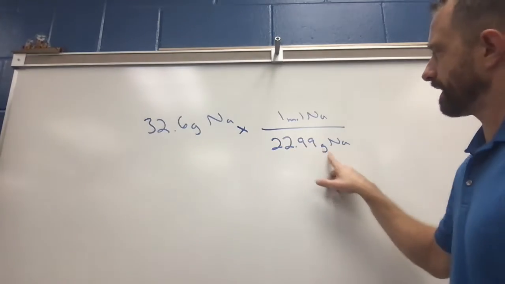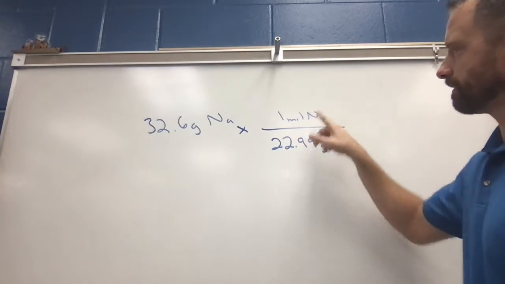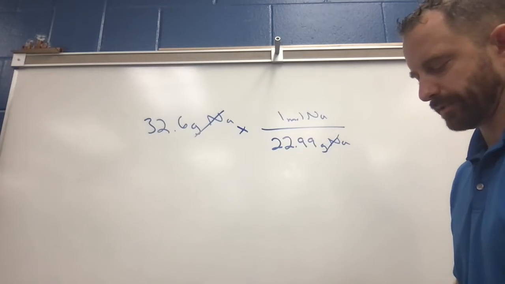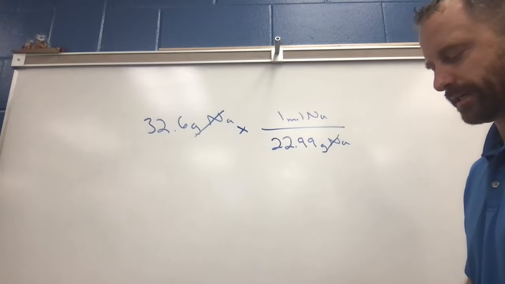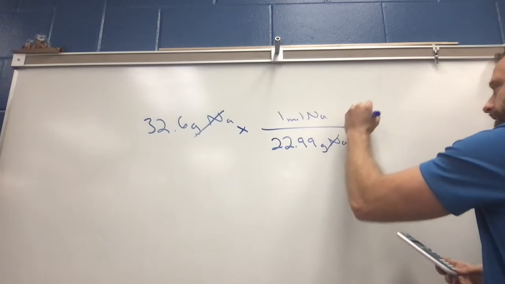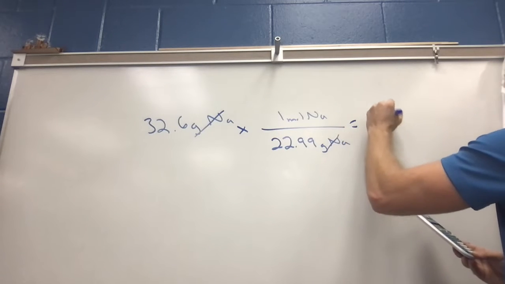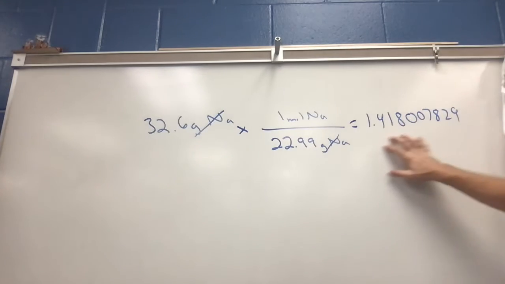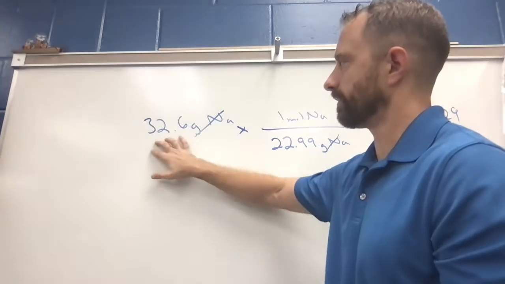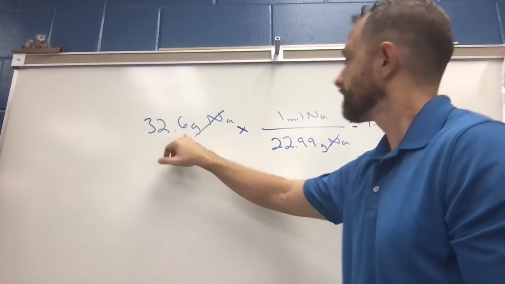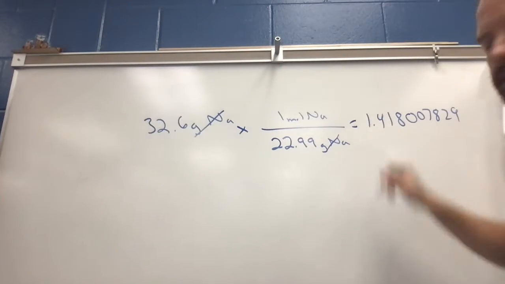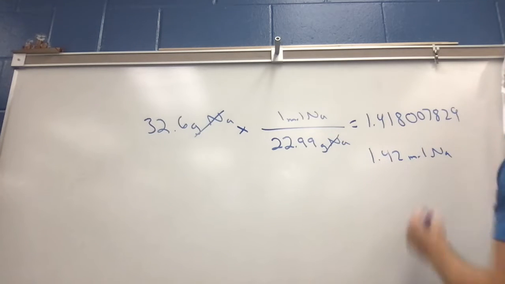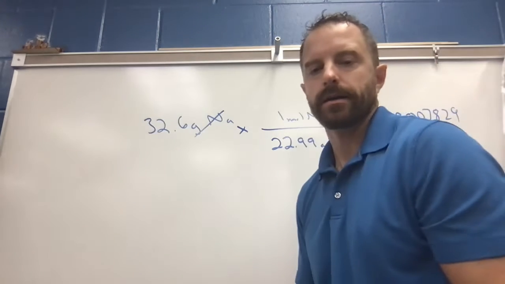So I set it up so that they cancel. Since I've got grams, I put grams down here and moles up here. So my grams of sodium cancel out. 32.6 divided by 22.99, and that's going to give me 1.4. I'll write a bunch of digits. This is what y'all tend to like to do. And that's mathematically accurate. But if I used a scale that was accurate to 3 digits, then really I have 3 digits of accuracy here, right? So I'm going to say 1.42 moles of sodium would be the best way to answer that, right?